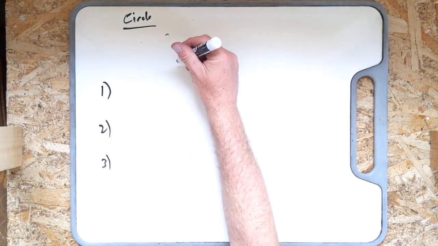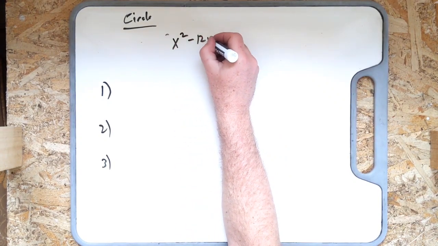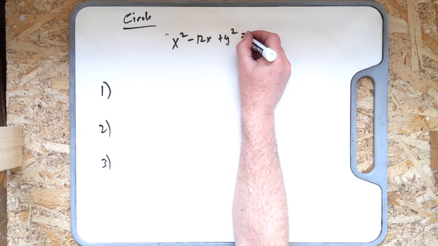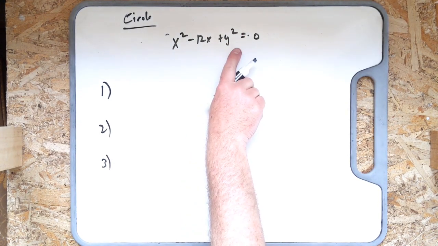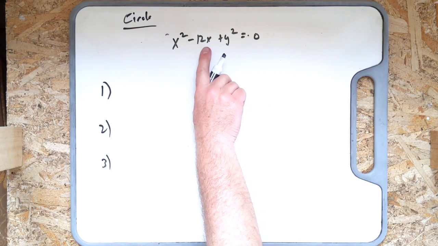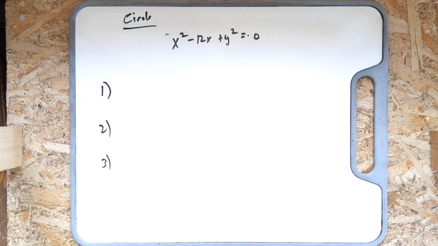Here's another one. x squared minus 12x plus y squared equals 0. Okay, again, this is slightly different because there's no y term. That's fine. You just have to complete the square on the x part. So give that a try. Pause the video.